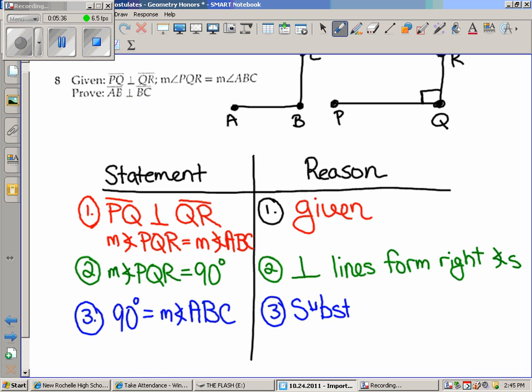Substitution. Now, where we go from here is going to be real interesting. We're probably going to have to explain ourselves. I'm not sure how that's going to go, but let's think.